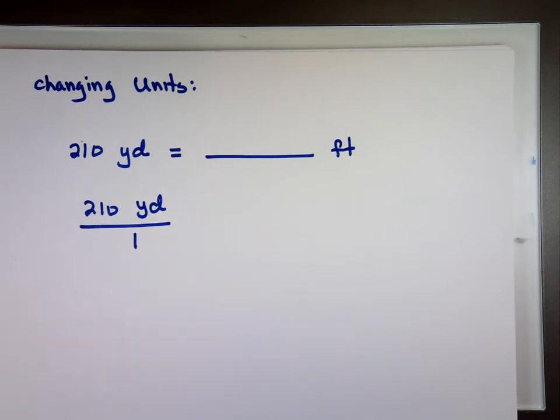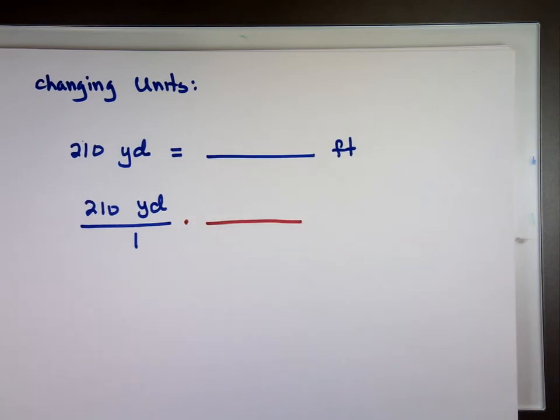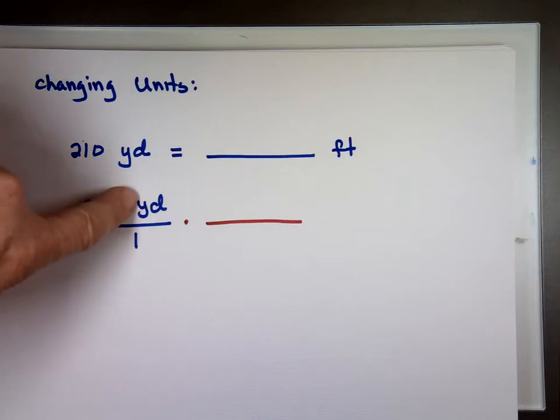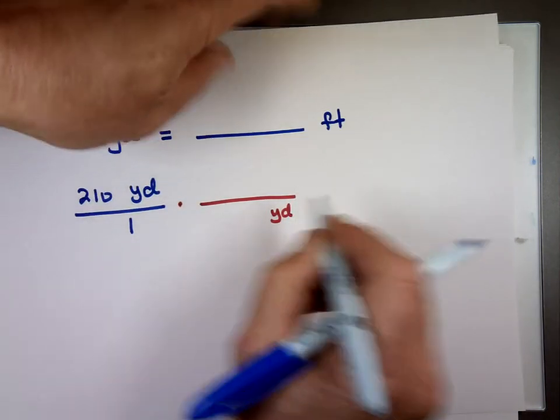You want to go from yard to feet. Here we go. I'm going to multiply it. Always multiplication. Yard to feet. But there is a trick. Notice yard where? On the top? So you're going to put yard on the bottom and you want feet on the top.